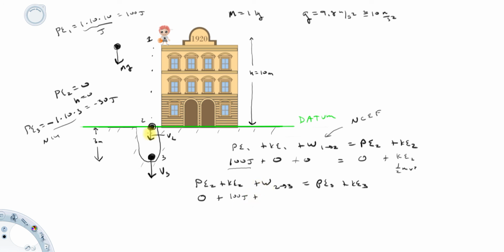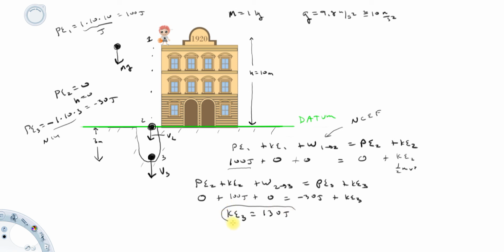There's no work done other than the gravitational force. There's no other forces to worry about as this object moves from 2 to 3, so we're going to put a 0 there. The PE3 now, we calculated this before, is minus 30 joules. And I'm just going to leave KE3 by itself. Again, we could put 1/2 mv squared there if we were interested in finding the V, but that's not the purpose of this video. I'm just going to leave it as KE3. Now you'll notice KE3 would equal 130 joules, right?